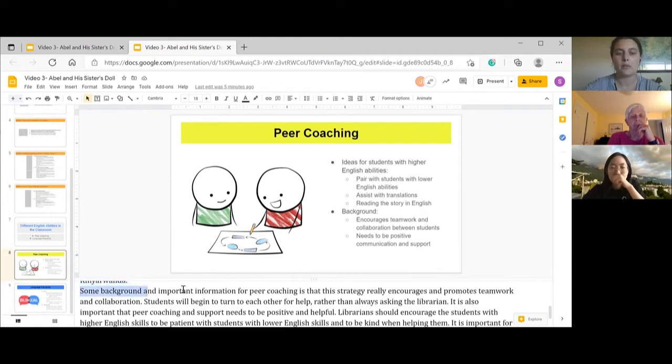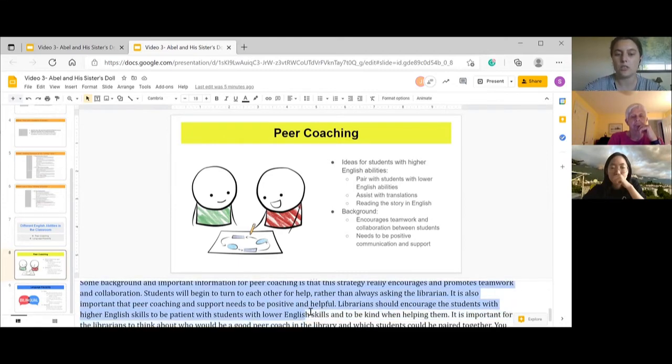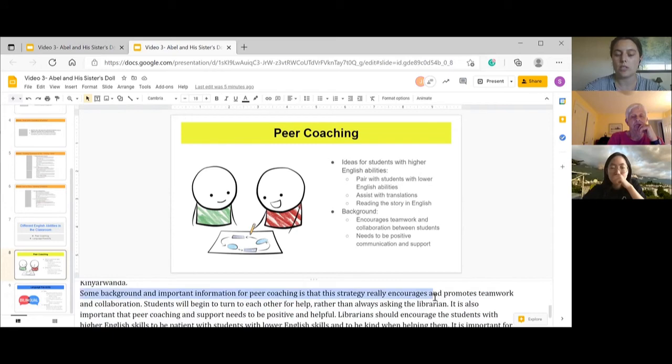So some background and important information for peer coaching is that this strategy really encourages and promotes teamwork and collaboration. So students will begin to turn to each other for help rather than always asking the librarian. Like I mentioned with the reading strategy, if one of the students is reading the story in English, then that helps signal to other students who maybe have lower English levels that they could go to that student for support if they have questions about the English.